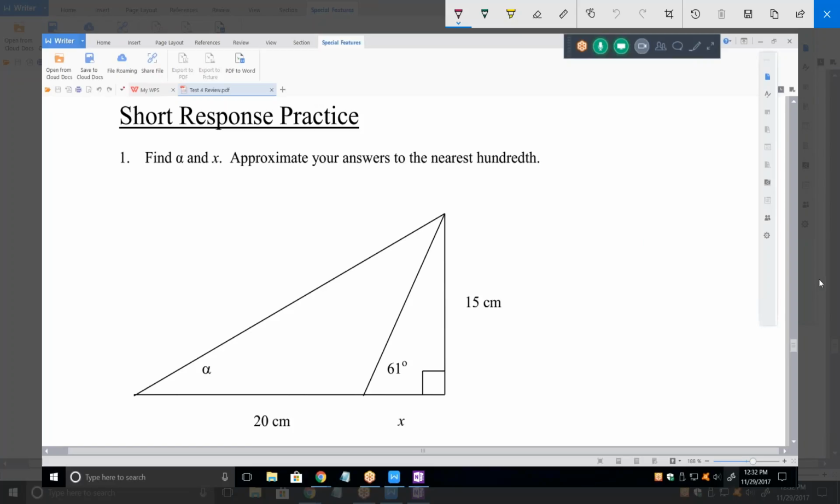Find alpha and x. Approximate your answers to the nearest hundredth. Give me an equation that lets me solve for alpha. It's going to be tangent of A equals 15 over 20. Solve that for alpha. Alpha equals inverse tangent of 15 over 20.